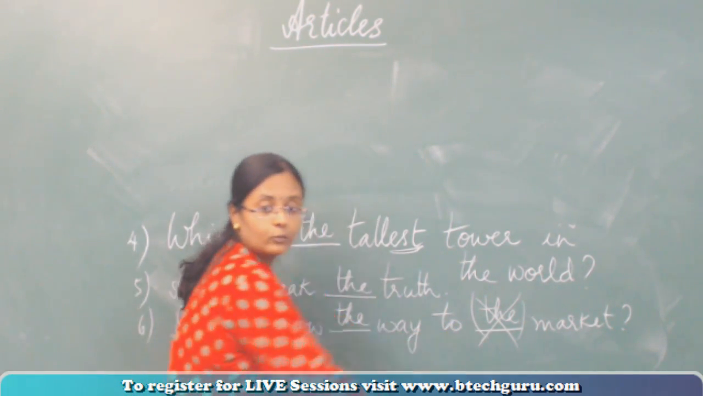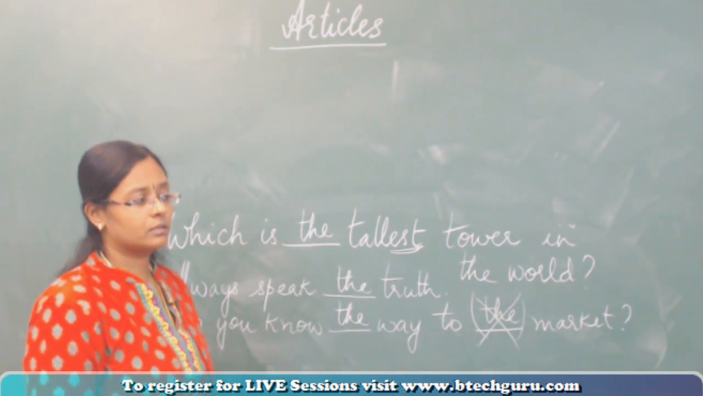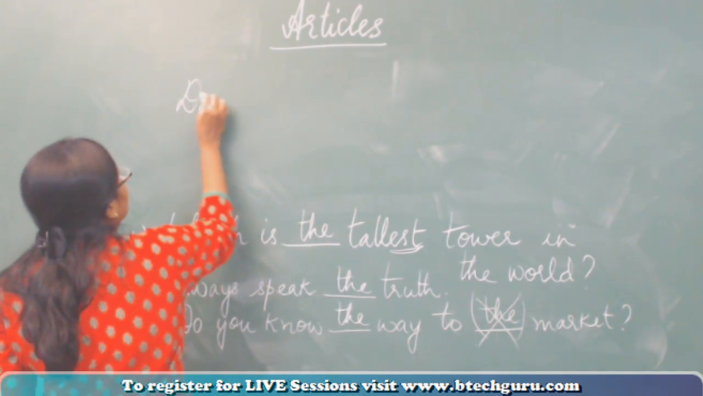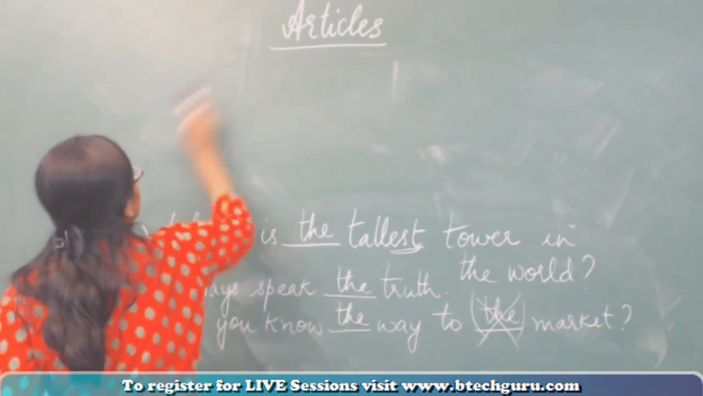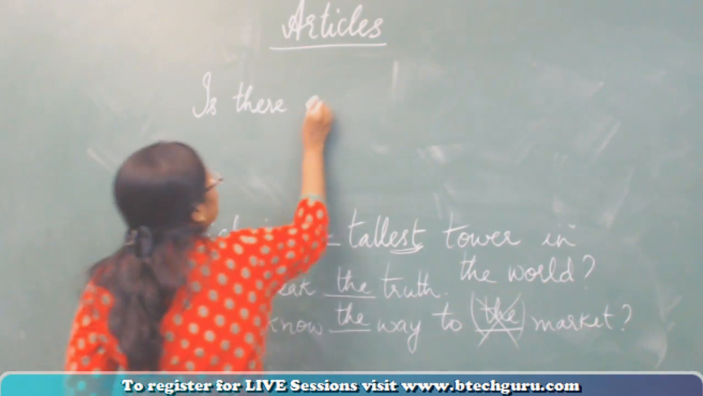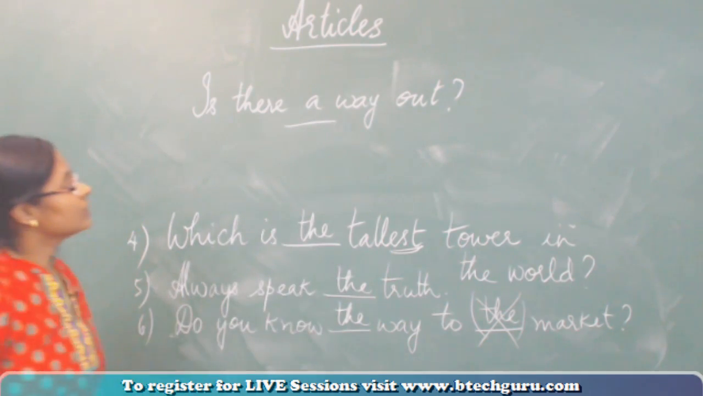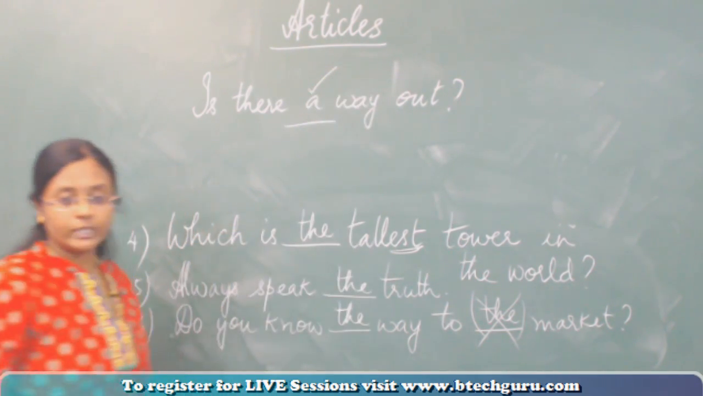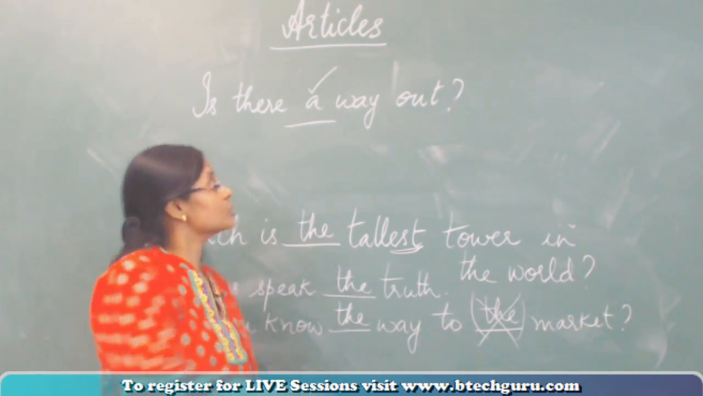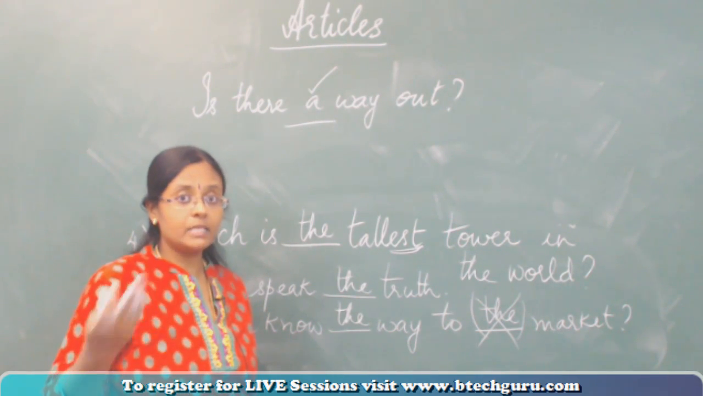Then can we say a way? Do you know a way? See, you can say a way in a different context, like, is there a way? Is there a way out? Here it is always a way. Is there a way out? Means, is there any solution? There it is only a way, not the way. Though there can be many solutions, right?